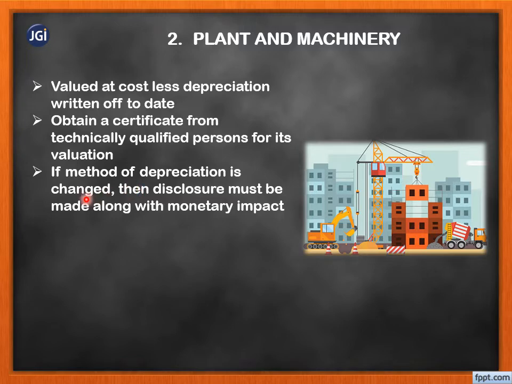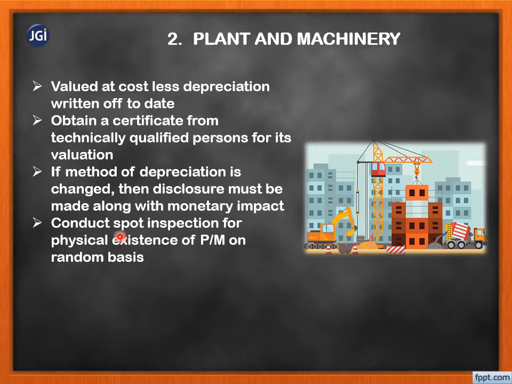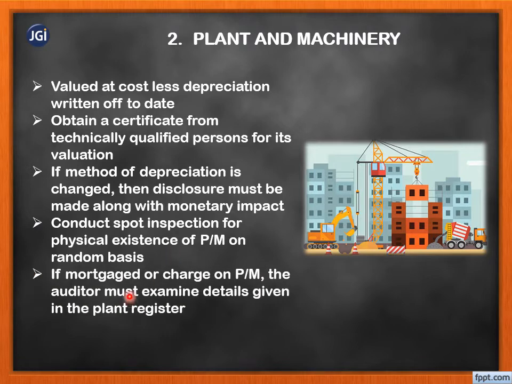If not, see that adequate disclosure has been made in the year of change of method along with the monetary impact. An auditor should conduct a spot inspection for physical existence of plant and machinery on a random basis. To see the mortgage or charge on the plant and machinery, the auditor should look into the details given in the plant register.